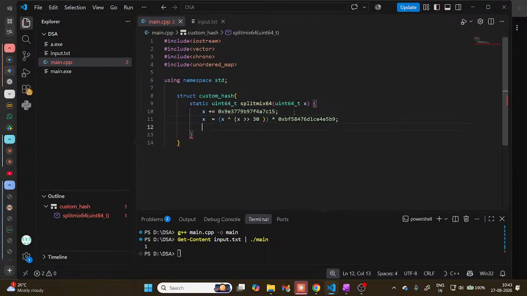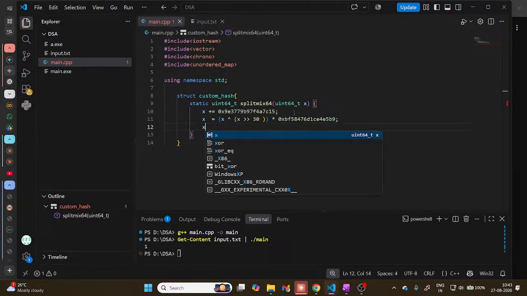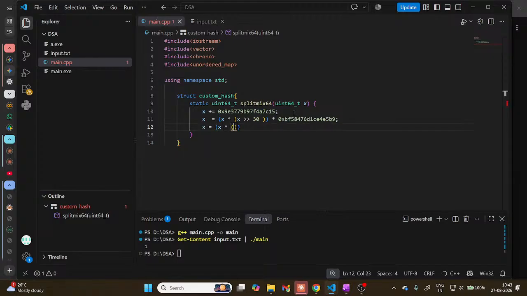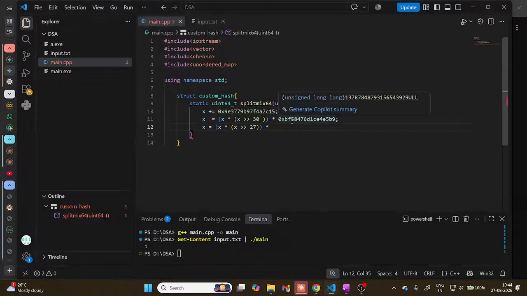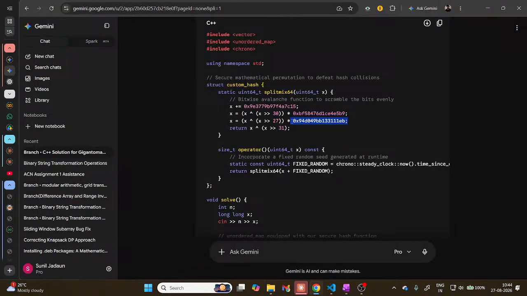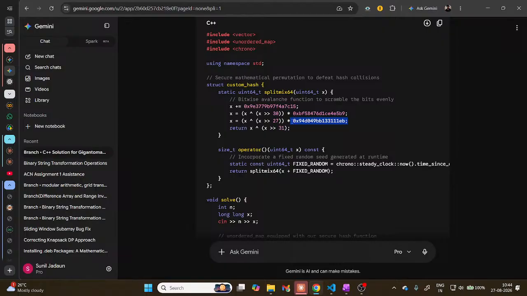Then again it's 27 times, right? x is equal to x XOR x shifted 27 times, into the next thing here. We will understand this, guys. What is this doing? I also don't understand it. That's okay. Then return x XOR x shifted 31, I think, right?